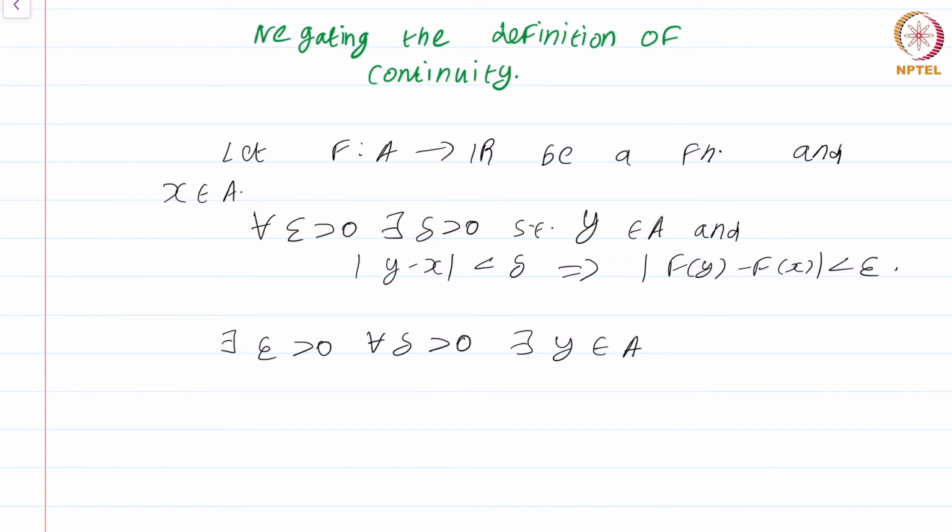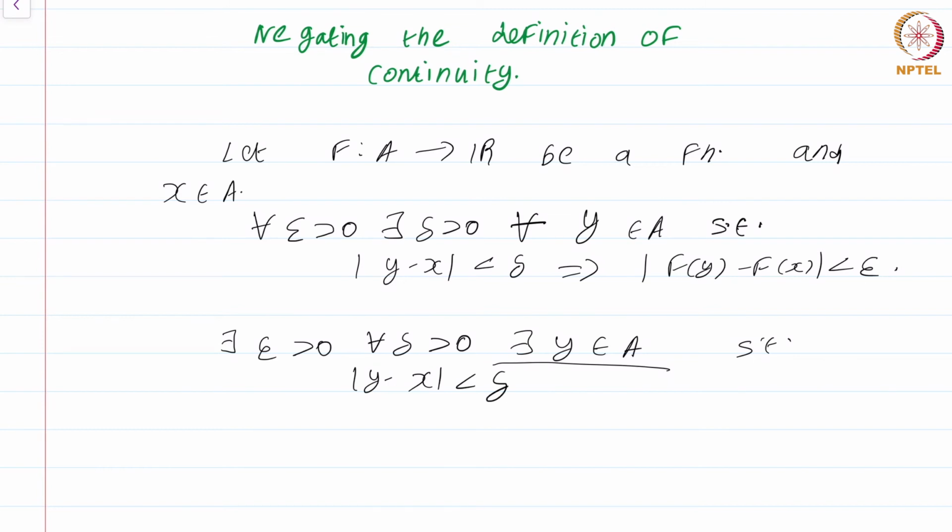So to understand why there exists comes, let me change this and make it for all y. For all y in A such that mod y minus x less than delta implies mod f of y minus f of x less than epsilon. You will understand why I have phrased it this way. It will become very clear because only then do you see that there exists y in A such that mod y minus x is less than delta.